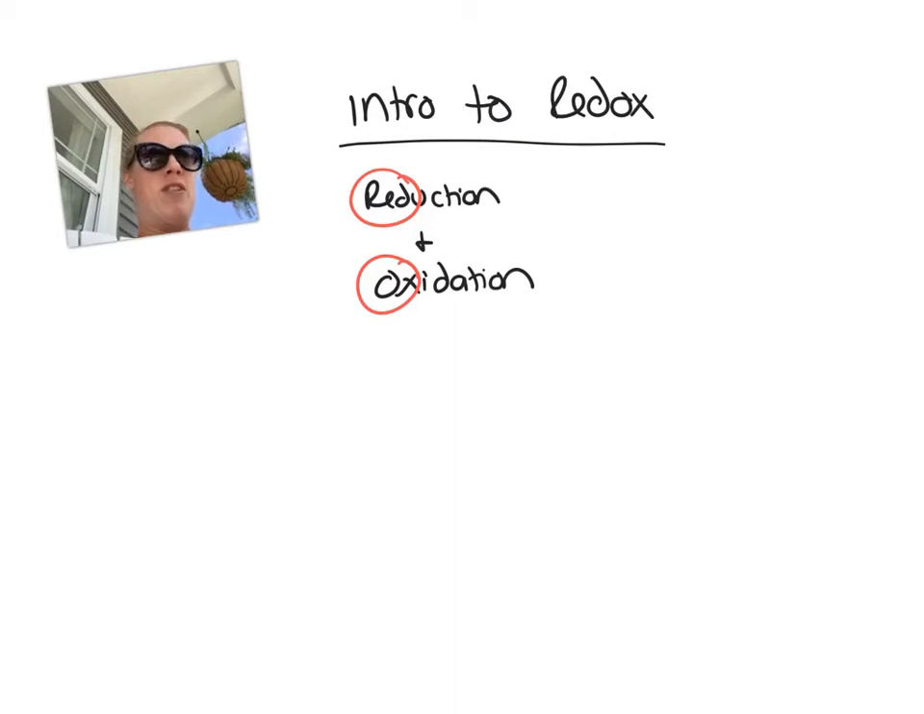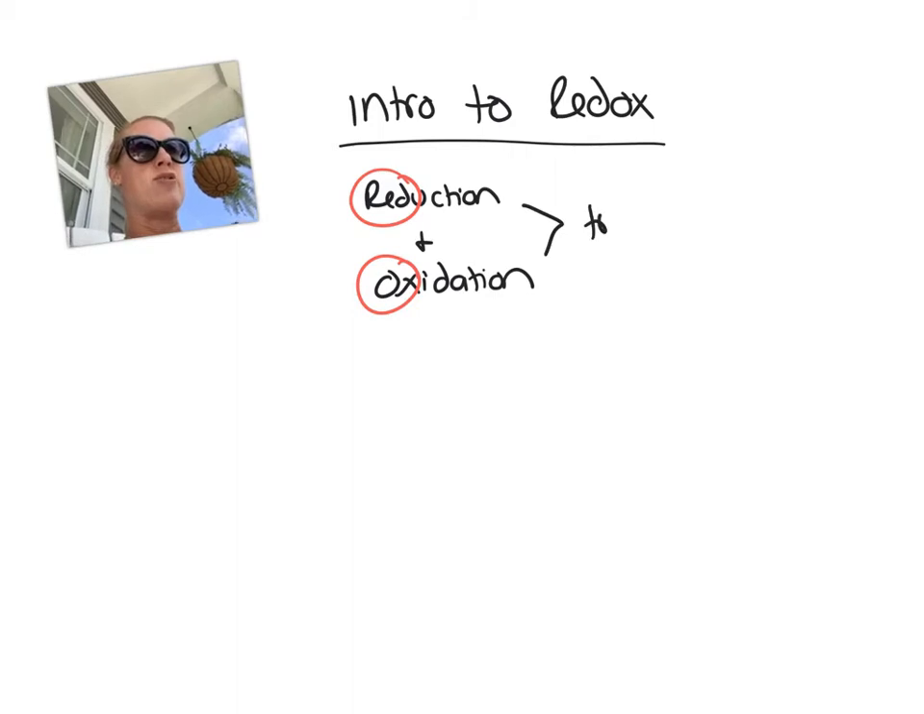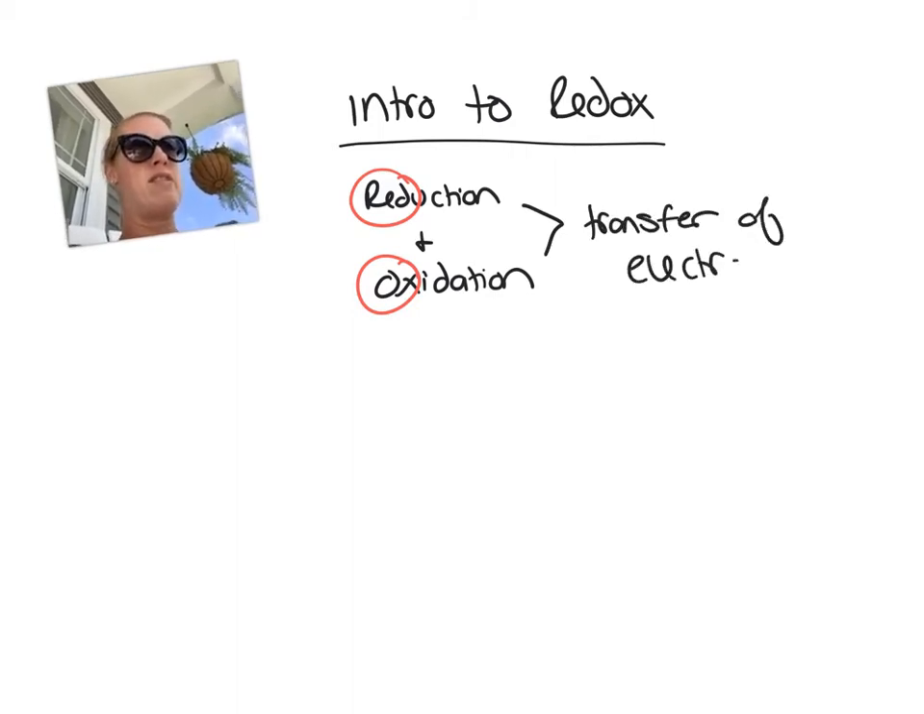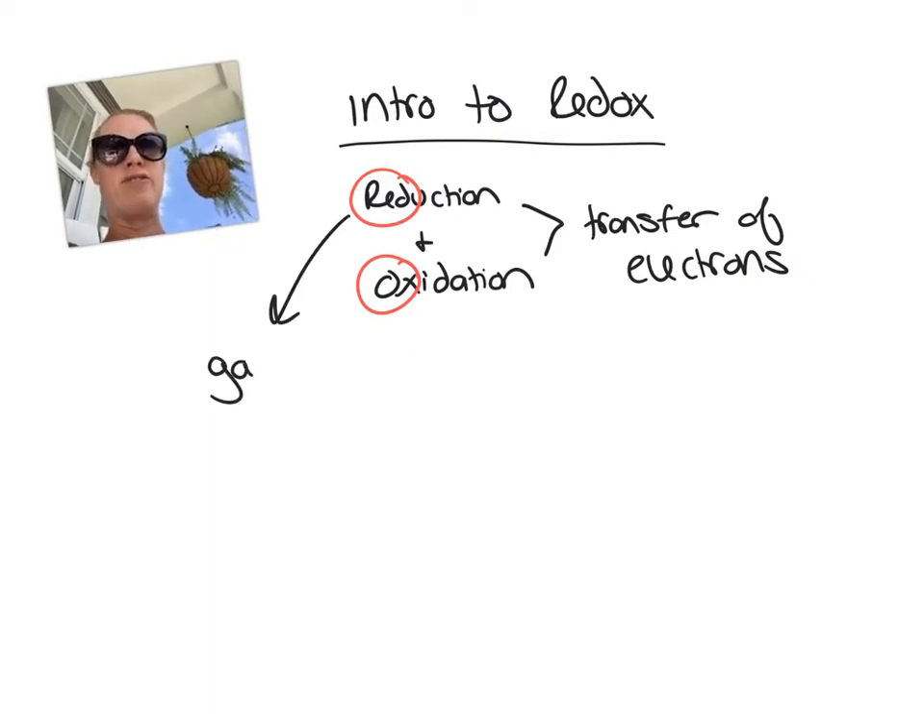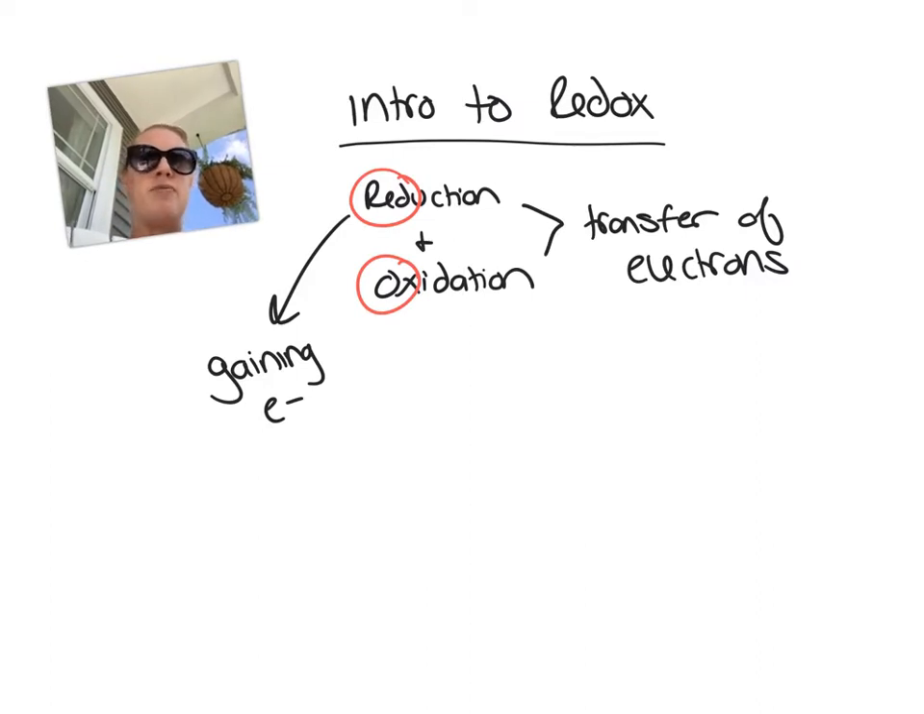They have to happen together because what they ultimately lead to is the transfer of electrons from one substance to another. So reduction means gaining electrons. The species that's reduced is gaining electrons, and its oxidation number is going to get smaller, because if you're gaining negative electrons, your oxidation number is going to go from 0 to -2 or 0 to -3, something like that.